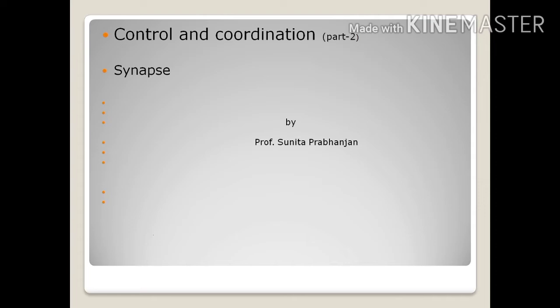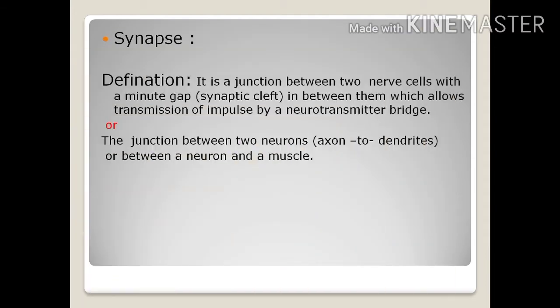Now, we will discuss the synapse. What is the definition of synapse? It is a junction between two nerve cells with a minute gap. Here, the gap is also known as a synaptic cleft in between them, which allows transmission of impulse by a neurotransmitter bridge.